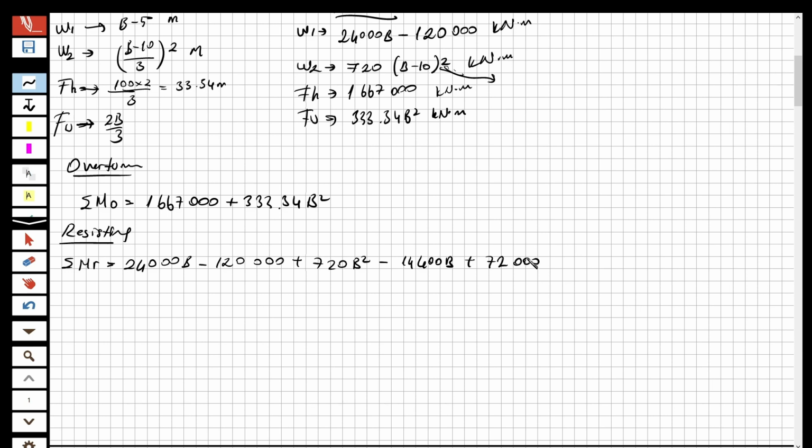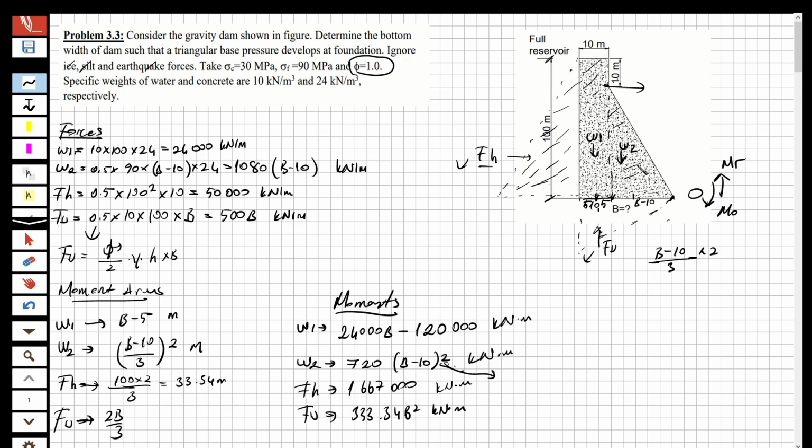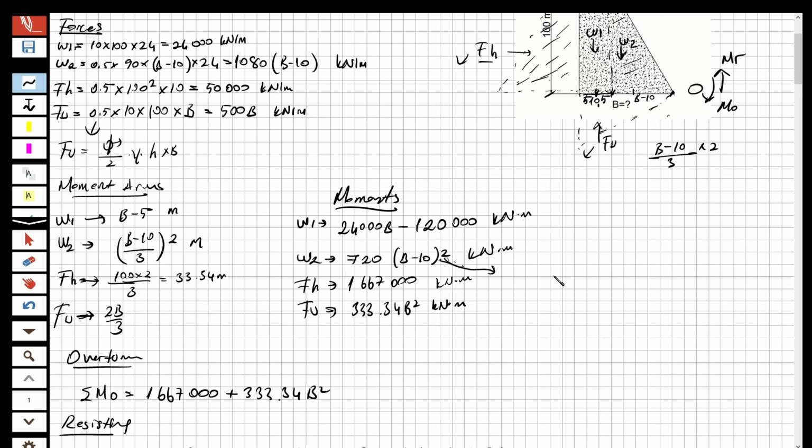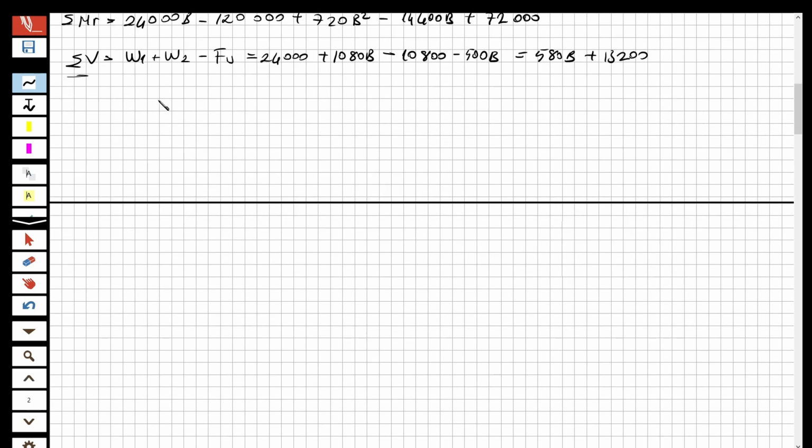So now let's write the total vertical force. What are the vertical forces that we have? We just have W1 and W2, the self weight of the dam, and also we have the uplift force. W1 and W2 are on the positive side, and the uplift force is on the negative side. So this is going to be 24,000 plus 1080 B minus 10,800 minus 500 B, and this is equal to 580 B plus 13,200. So now I got the net vertical force.